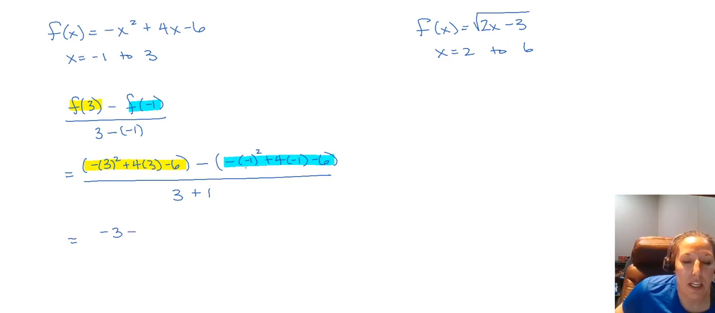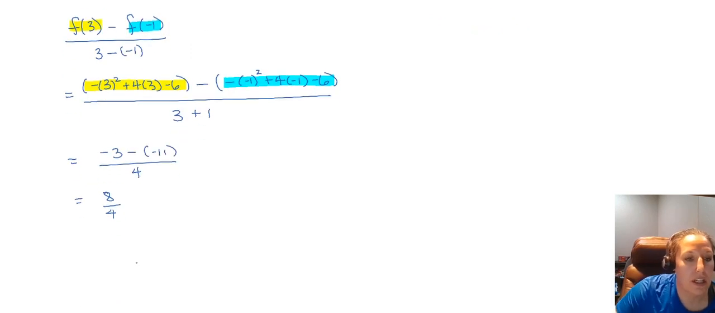And then we get minus f of negative 1, which is going to give us negative 1 squared, so that'll be a positive 1, but then we multiply it by a negative, so we get negative 1 minus 4 minus 6, so that gives us a negative 11. In the denominator, 3 plus 1 is 4. Negative 3 minus a negative 11 is 8 over 4, and that simplifies to 2. And so if you were finding the equation of the secant line, your slope would be 2, or your average rate of change on this interval would be 2.